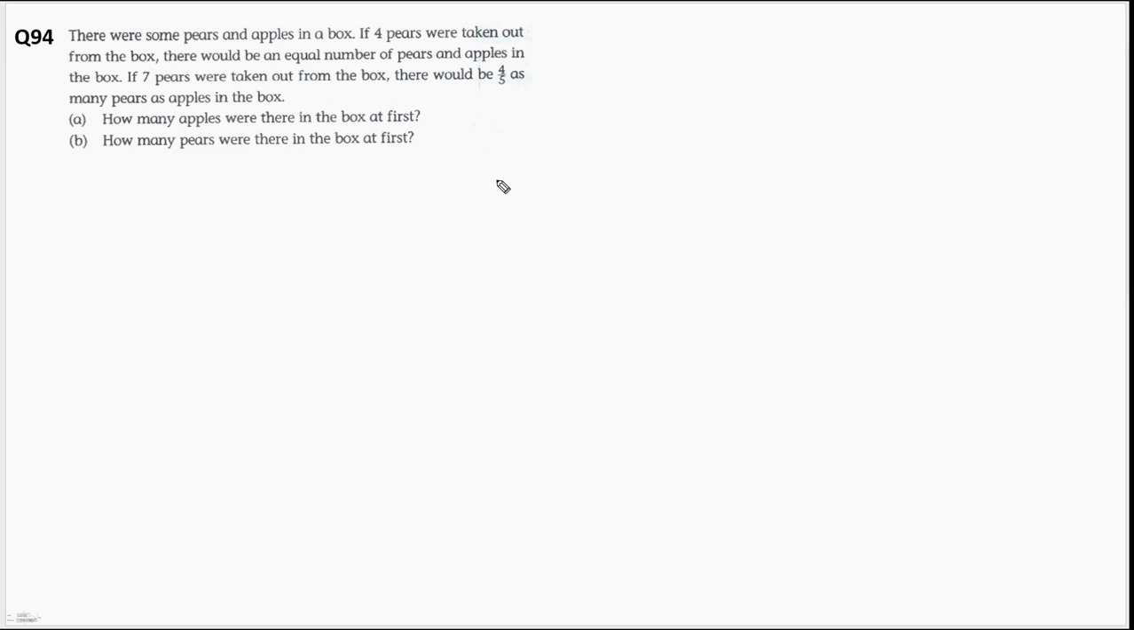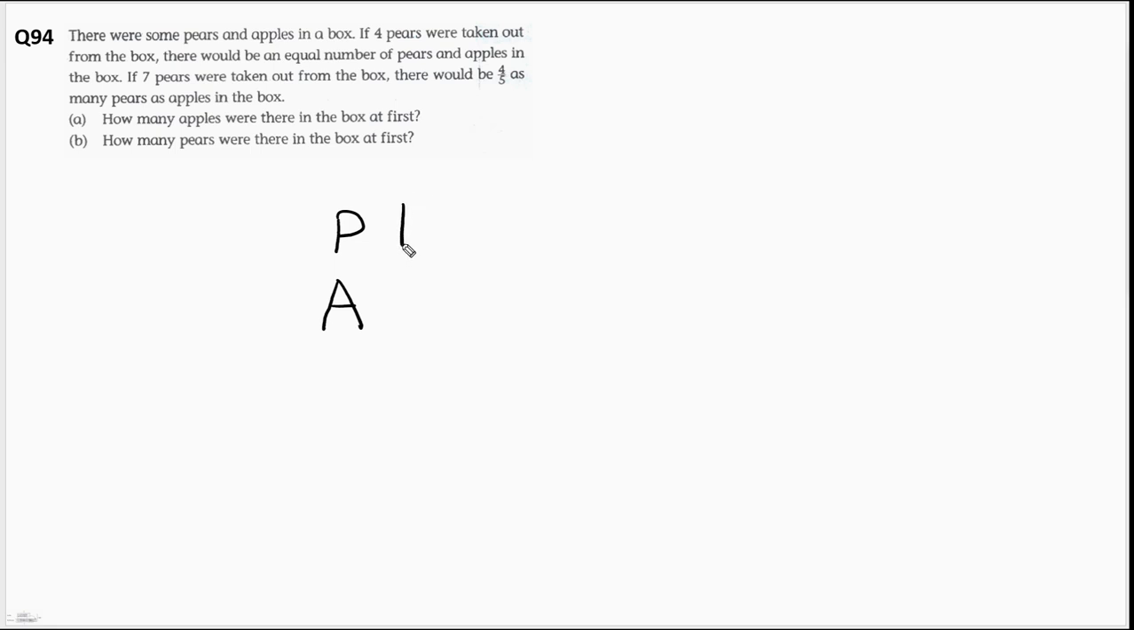And we'll ask how many apples were there in the box at first and how many pears in the box at first. Okay, I'm just going to draw this exactly as I approached it when I looked at it first, which was just a couple of minutes ago. So we've got pears and we've got apples. And we have a point when there are an equal number of pears and apples. And that's the bit that drew my attention as to where I would start. We are comparing quantities, so we definitely want separate blocks.